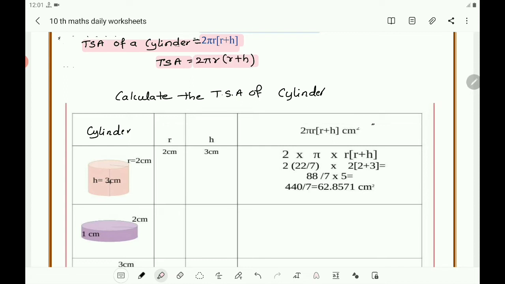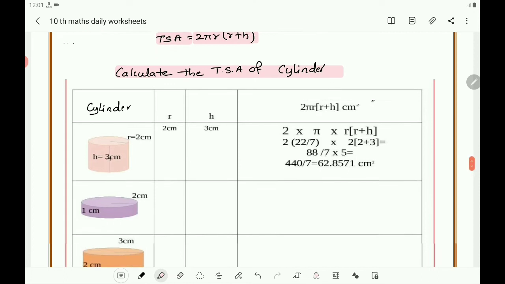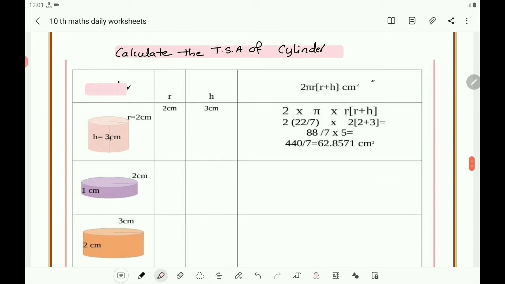Children, by using this formula and by using the given r and h, calculate the TSA of the cylinder. Here cylinders are there and r and h are given. Use the formula TSA equals 2 pi r into r plus h cm square and find the total surface area. Find TSA. So you write TSA.